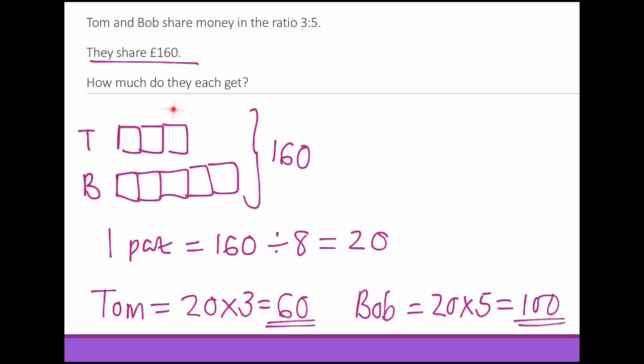Diagram. Make sure you mark on 160, find 1 part, then find Tom's, then find Bob's. So let's do the second one. Make sure you pause it, make sure you copy that out before you move on to the second one.